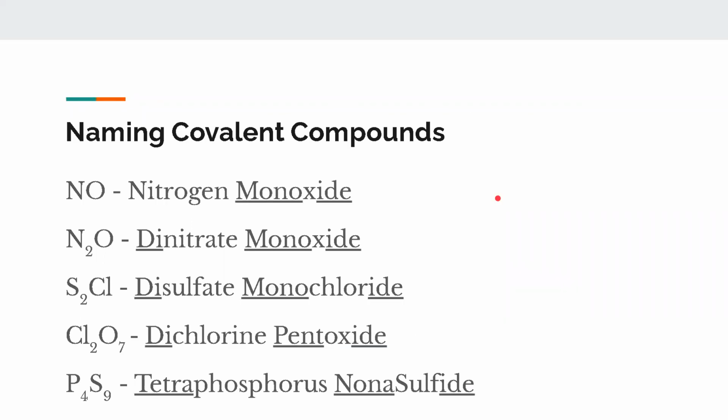Okay. So here's some practice with naming covalent compounds. NO would be nitrogen, not mononitrogen, just nitrogen, because it's the first element. And then monoxide. So you always end it with an "ide," and then you have the number, mono, because it's just 1. So N2O, dinitrogen monoxide, because there's 2 nitrogens and 1 oxygen.